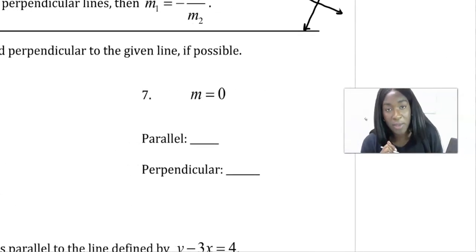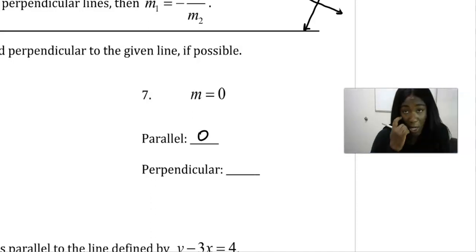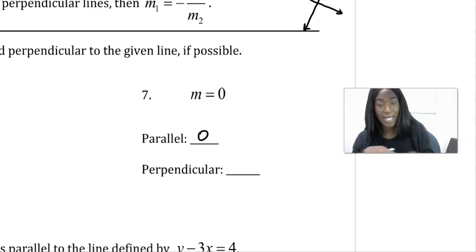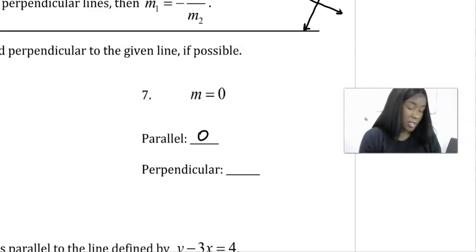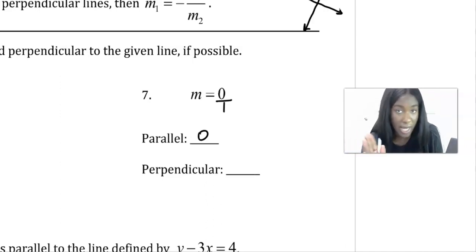If the slope of the line was 0, its parallel line would have the exact same slope, which would be 0. Keep in mind, if the slope of a line is 0, it is a horizontal line. 0 is 0/1. Perpendicular line would have opposite reciprocal slope. Opposite means change the sign. 0 has no sign, so there is nothing to change. 0 is neither positive nor negative, so I can't change the sign on it.